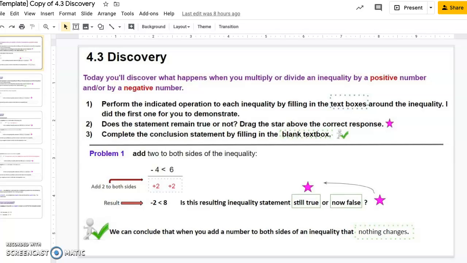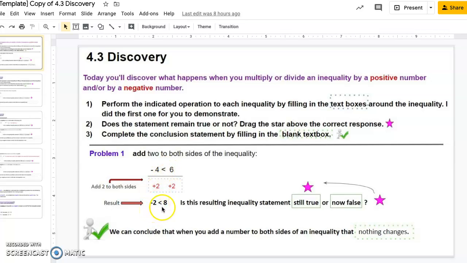So you're learning how to multiply and divide by positive and negative numbers, and it said to perform the indicated operation to each inequality by filling in the text box, which was outlined in a dotted line around the inequality. I did the first one, so here was the first one that you were going to add 2 to both sides. So negative 4 plus 2 gives you negative 2. Positive 6 plus 2 gives you 8, and you brought down your inequality sign.